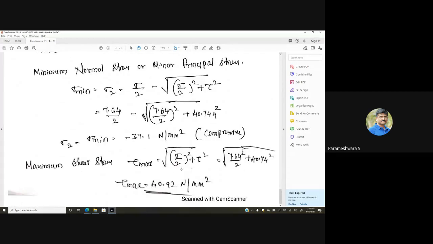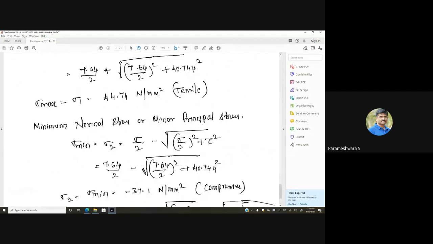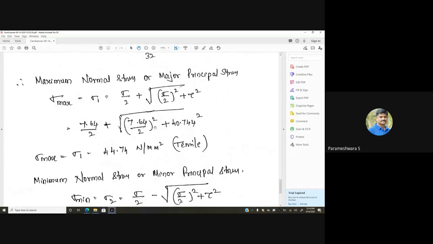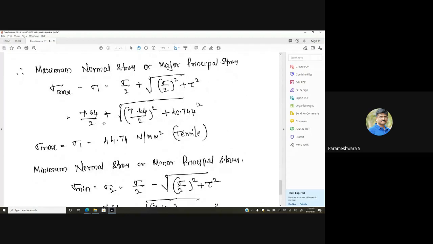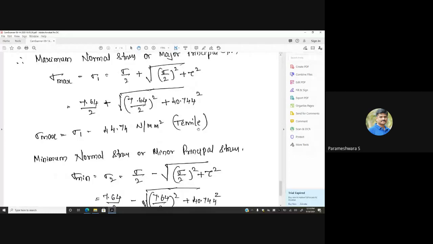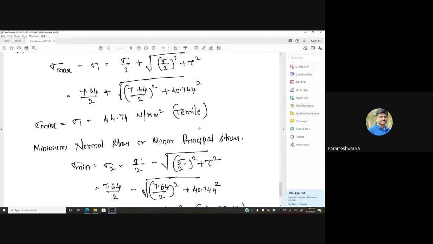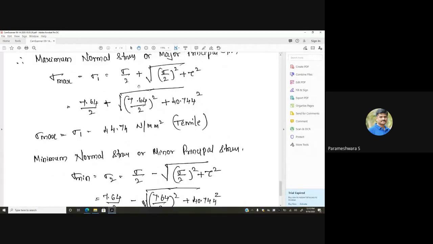I will give you two to three minutes. You calculate the maximum and minimum normal stresses using this standard formula. All of you calculate it. Just check whether the answer coming out is in par with the formula.